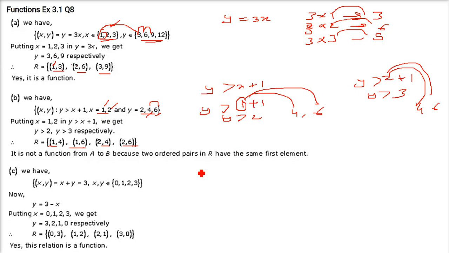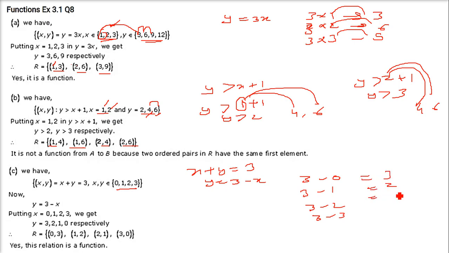Next one is x plus y equal to 3. And x and y, they both belong to 0, 1, 2, 3. So x will belong to this set 0, 1, 2, 3, and y also belongs to 0, 1, 2, 3. So let me just rearrange this equality. y equal to 3 minus x. Now I'll put x as 0, 1, 2, 3. So 3 minus 0, 3 minus 1, 3 minus 2, 3 minus 3. So what do you get? 3, 2, 1 and 0. So the ordered pairs are 0, 3, 1, 2, 2, 1, 3, 0.